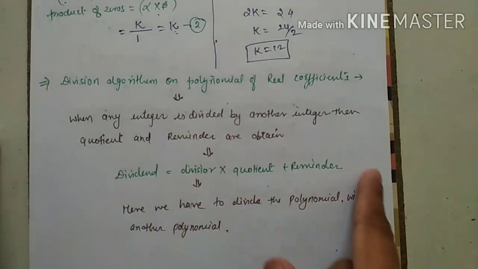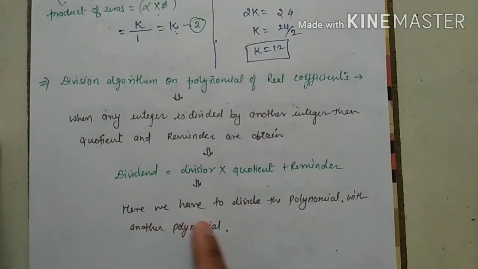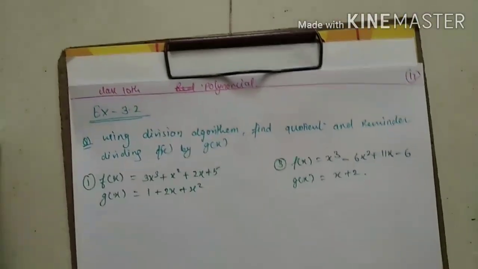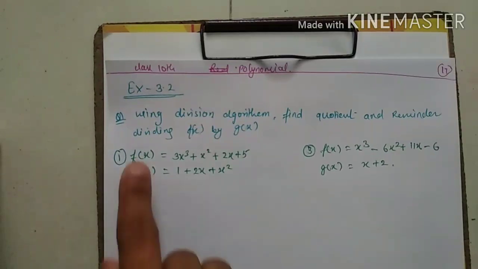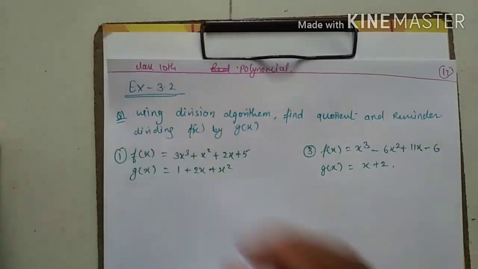We have done this formula in which class? Real numbers class, correct? So here we have to divide polynomials with another polynomial. There we divided numbers, here we have to divide polynomials. Just understand how we can do it. Now come to the questions. I am directly starting with the question to understand. Now using the division algorithm, find the quotient and remainder of dividing this.